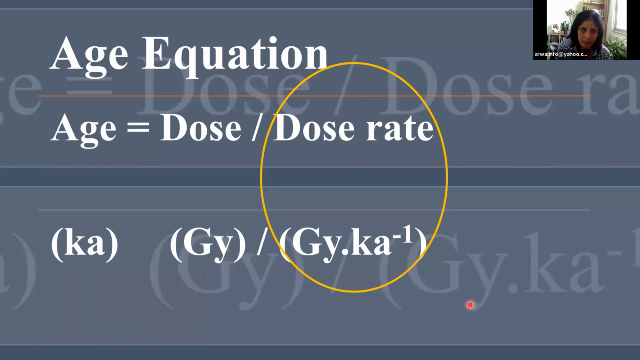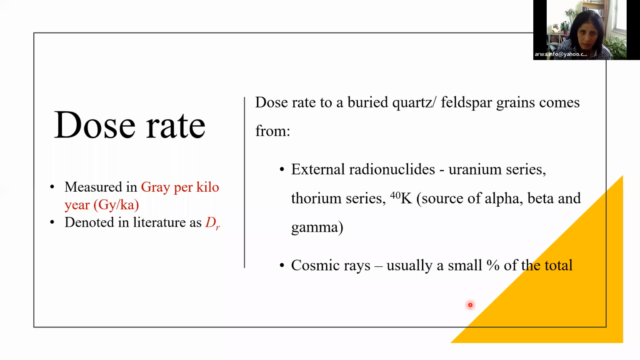The second term of the age equation is the dose rate. The dose rate is the rate of storing energy since the last resetting of the luminescent signal. It originates from exposing the mineral to ionizing radiation, such as alpha, beta, and gamma. It is denoted in the literature as DR, and the unit of measurement is gray per kiloyear.